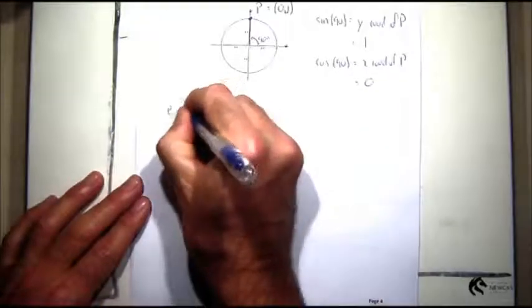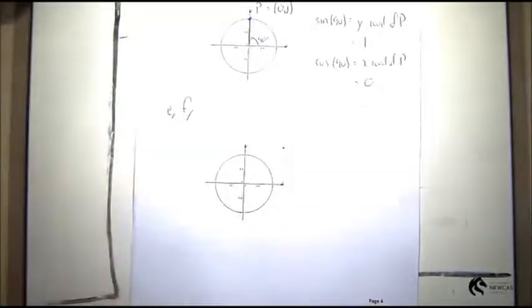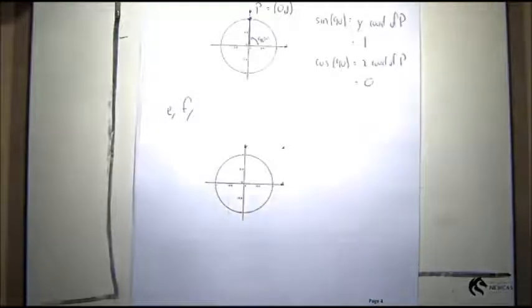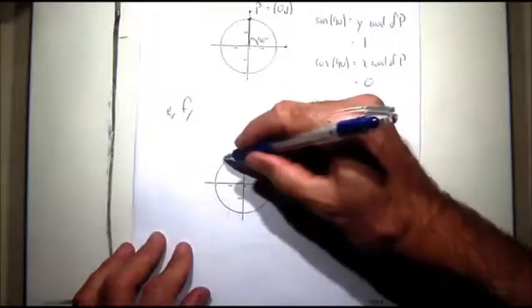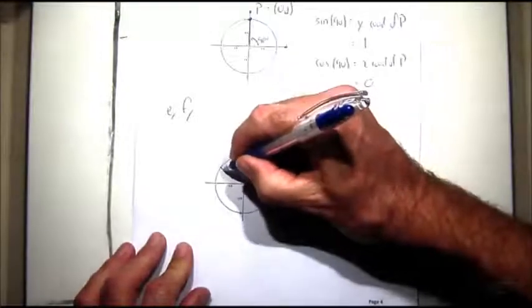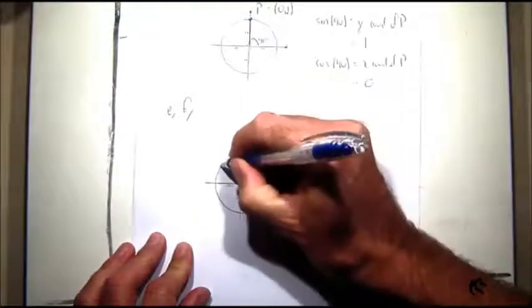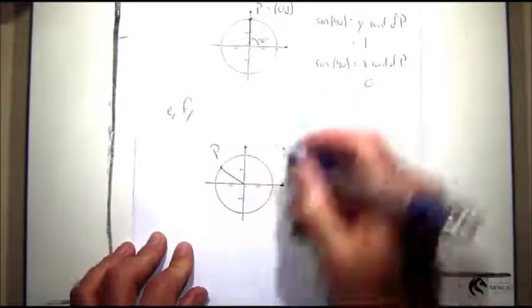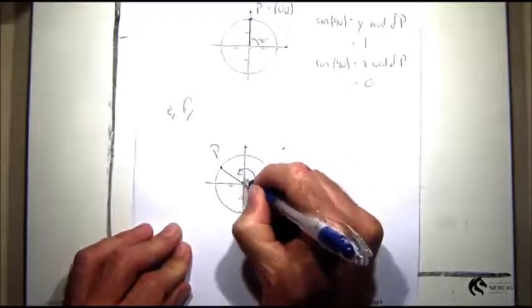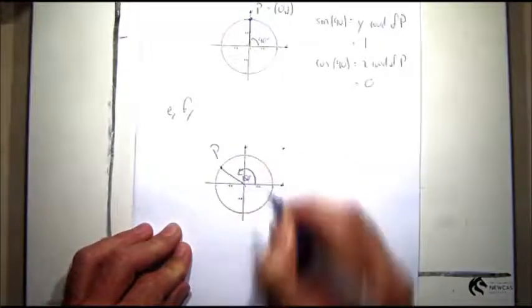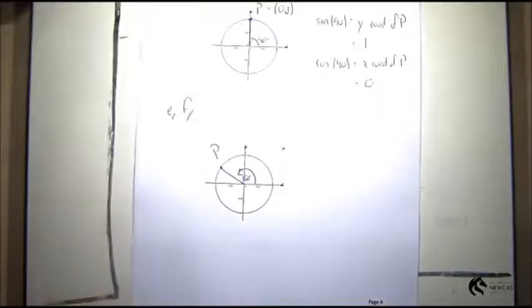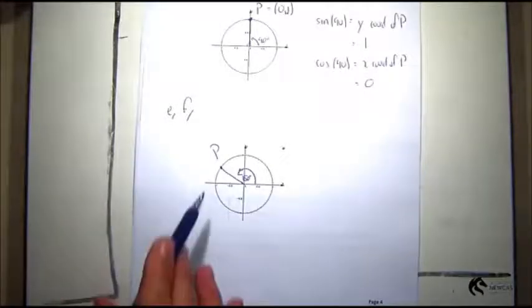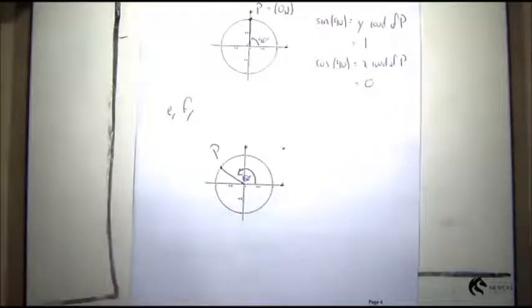E and F. It says I want 150 degrees. So I come around, 145 is there, so this will be about here, something like that. So there's my point P. That angle from the positive x-axis is 150 degrees. I've come around, and there is my point.